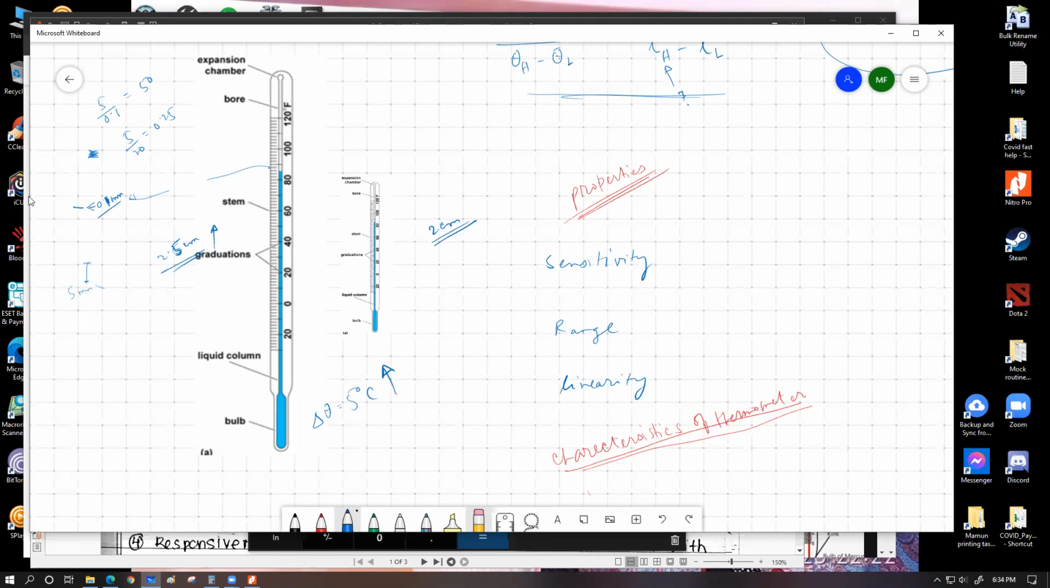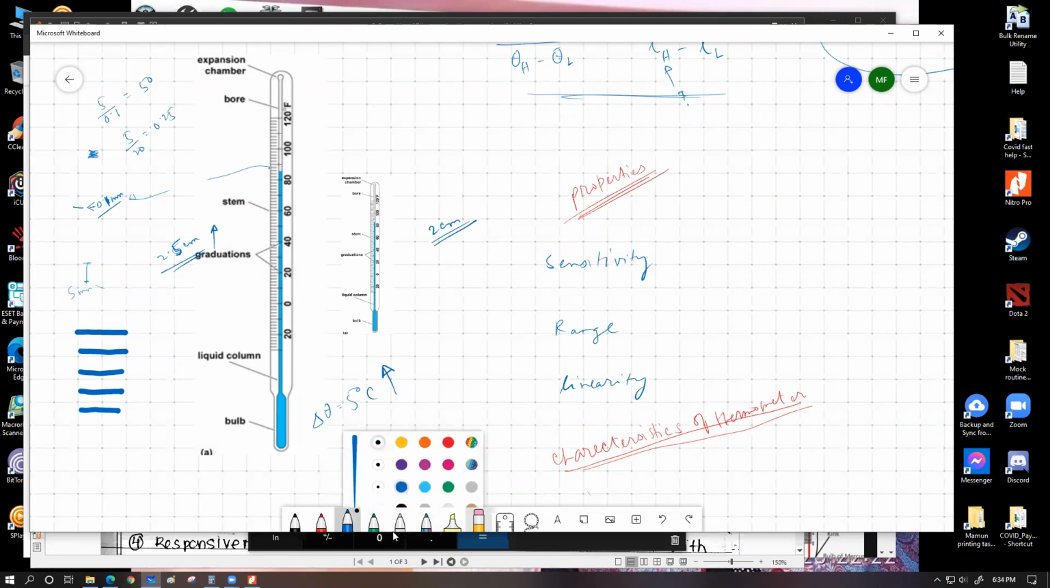Now, try to understand what I'm trying to mean. To make sense, I'm going to draw a much thicker line. Consider that this is highly magnified. This is one of the lines, and this is another line, and this is another line. These are the lines on the thermometer body.